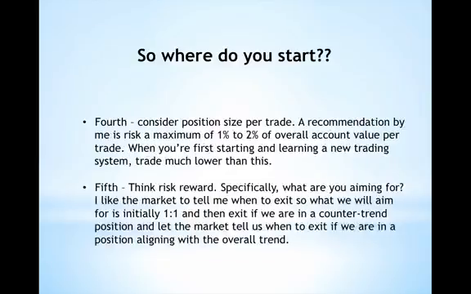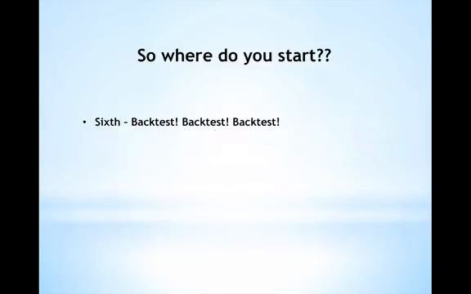Fifth, think risk reward. Specifically, what are you aiming for? I like the market to tell me when to exit, so what we will aim for initially is a 1-to-1 risk reward, and then we will exit if we are in a counter trend position and let the market tell us when to exit if we are in a position that aligns with the overall trend. Sixth, you need to backtest, backtest, and backtest. Okay, let's move on to the charts and I'll show you how to put it all together. Please note, this is a system I have designed for the purpose of this video. I have never backtested it or even ascertained that it works.